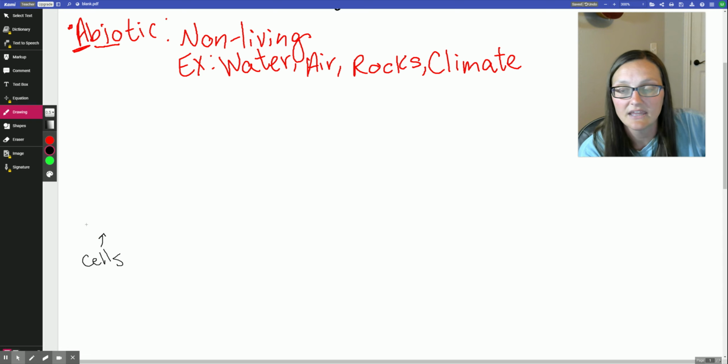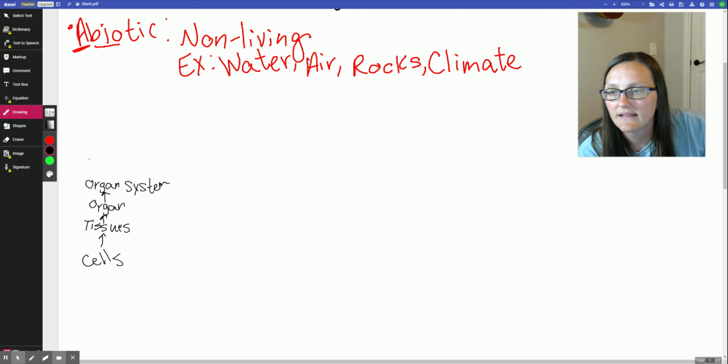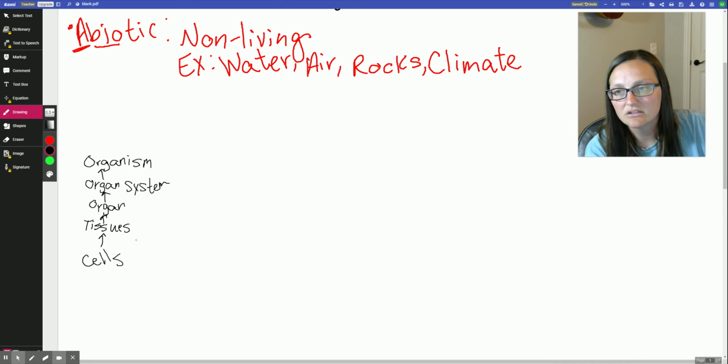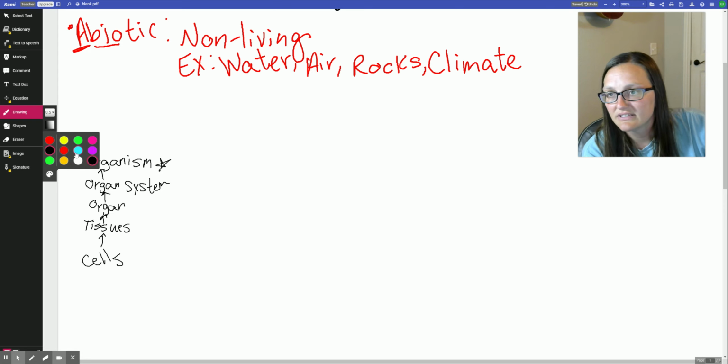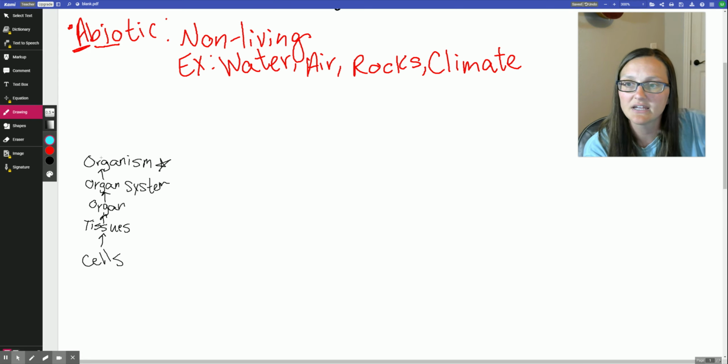Okay, so you have cells, and then a bunch of cells working together makes tissues. A bunch of tissues working together makes an organ. A bunch of organs working together makes organ systems. And then organ systems working together makes an organism. And that is actually where ecology starts. I'm going to change my colors so you can see that we have changed to ecology. It's still the same hierarchy of life, but we break it up in the units for where it's the most applicable.